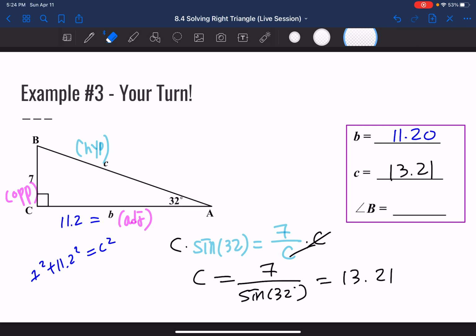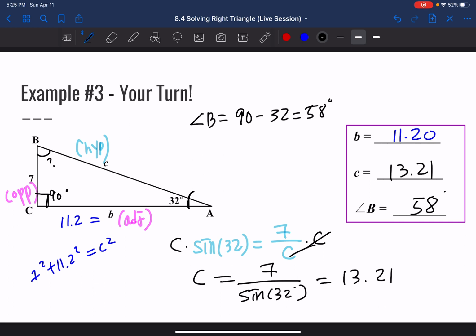Finding angle B is really easy. This is 90 degree, that's 32. So to find the B, you can subtract from 180, or you can just simply do 90 minus 32, which is 58 degree. Okay? So that's what we did in live lesson today.